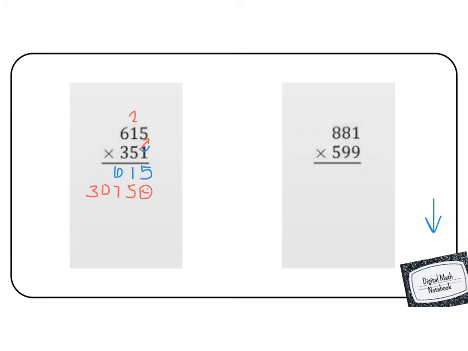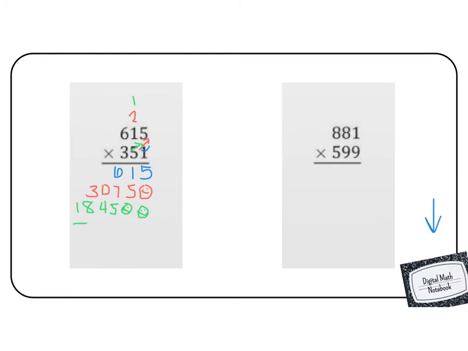I'm going to switch to another new color. Now this 3 is in the hundreds place, and hundreds places have 2 zeros. So I get 2 magic zeros in this row before I multiply by the rest of my numbers, starting all the way to the right. 3 times 5 is 15. 3 times 1 is 3, plus the 1 I carried is 4. 3 times 6 is 18.